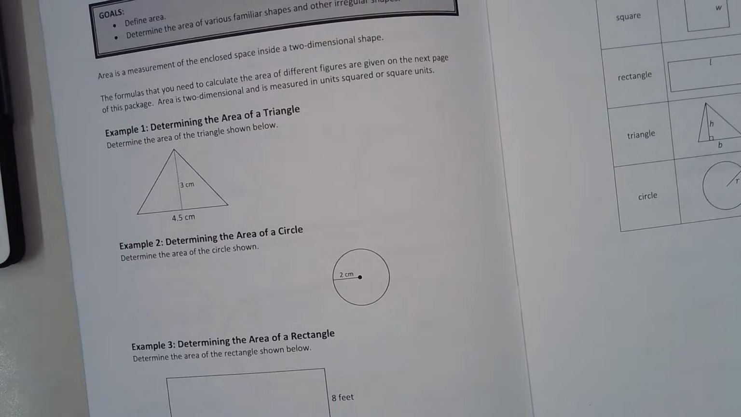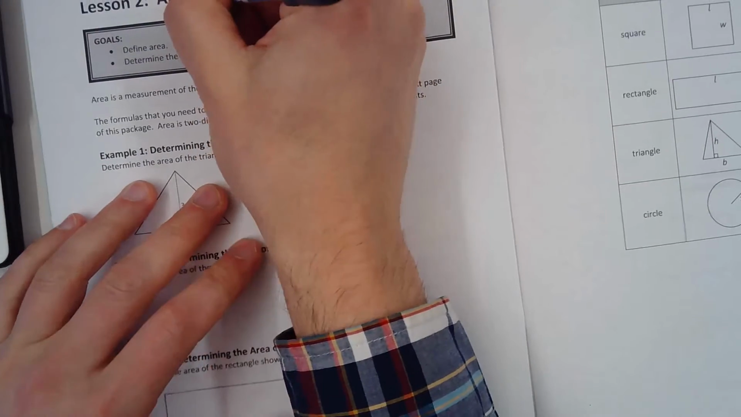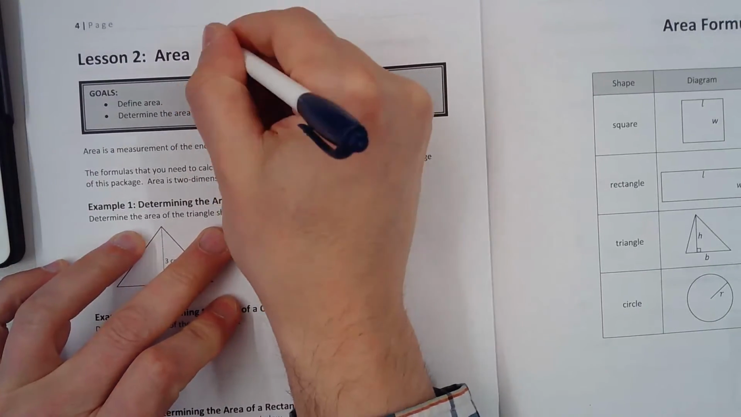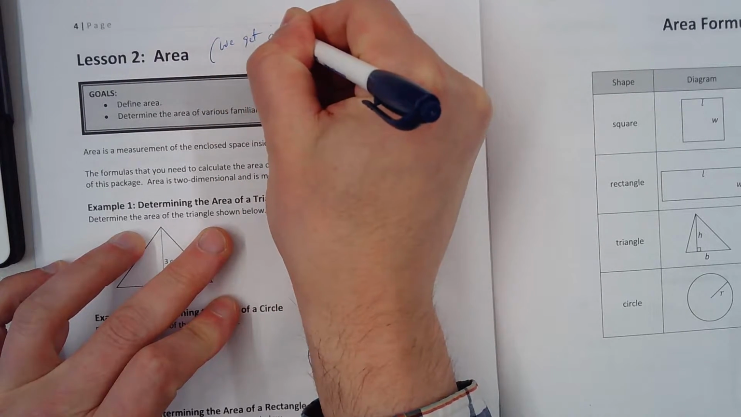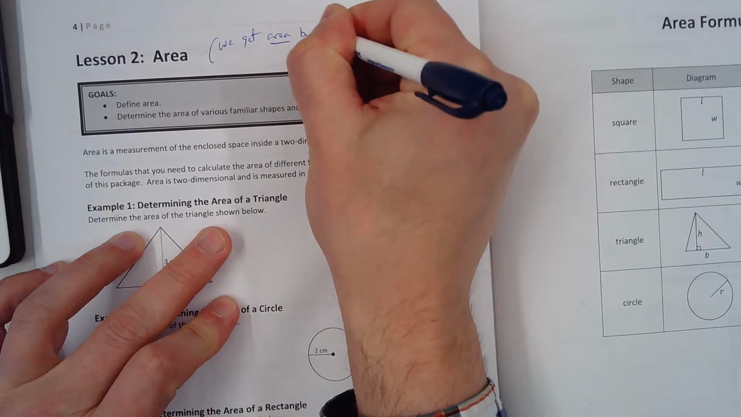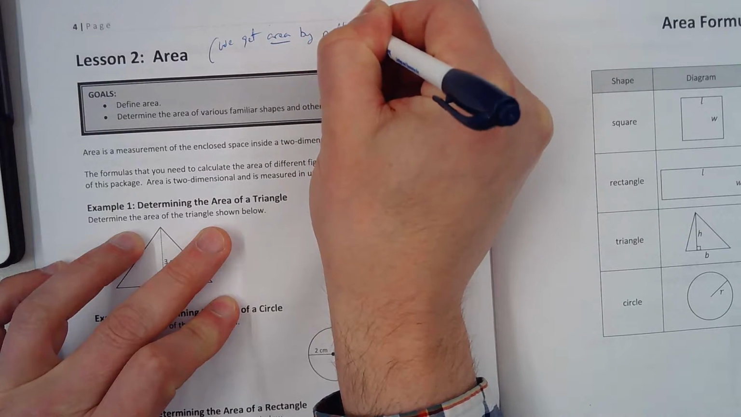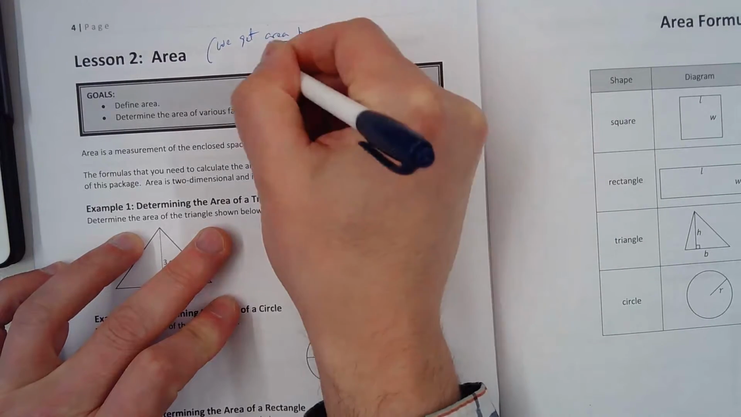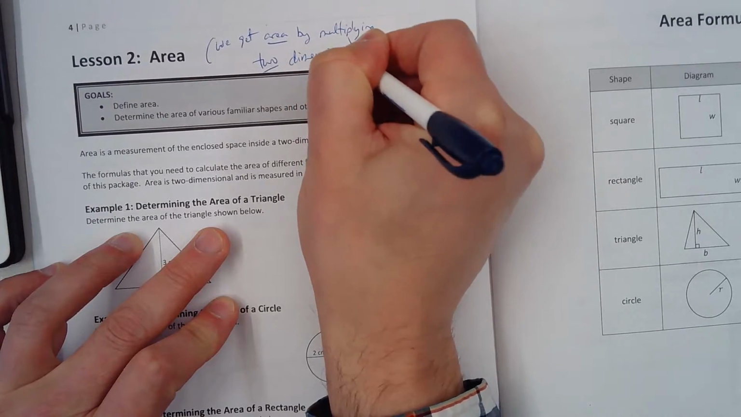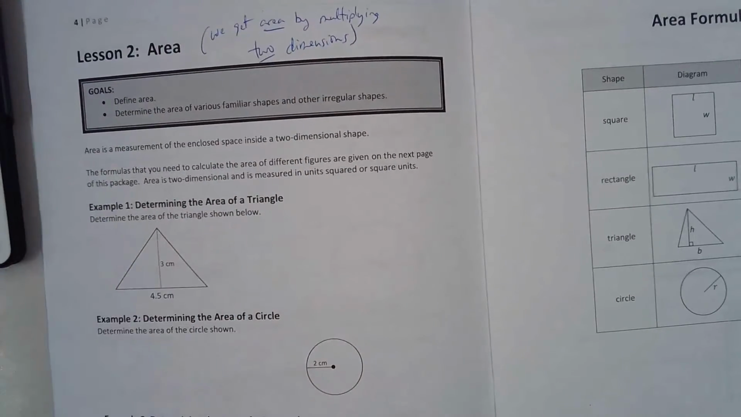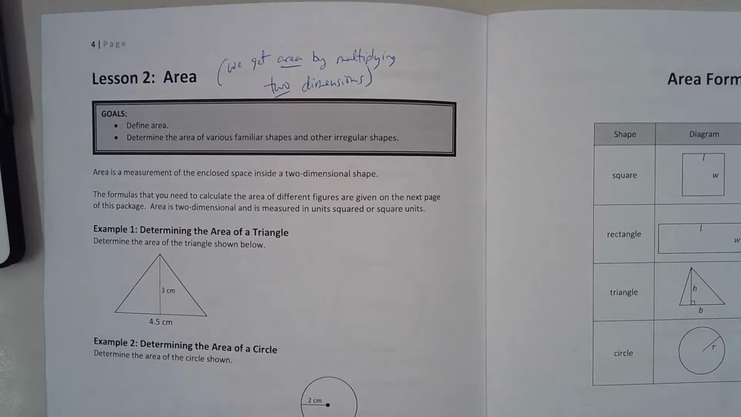In general, a quick way to find area is just to multiply 2 dimensions together. If I do that, I'll get the shaded space. So really, I'm going to add this note here. We get area by multiplying 2 dimensions. For some kinds of areas there's extra work, but in general it's 2 dimensions.